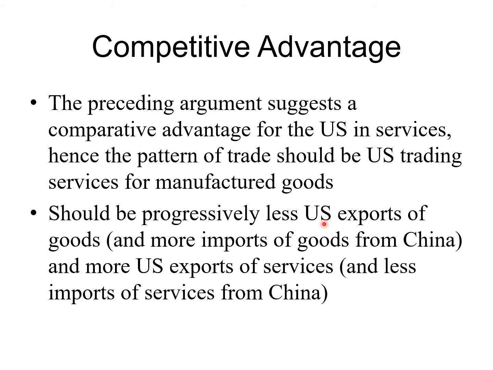So what we would expect is that there would be progressively less U.S. exports of goods to China and more imports of goods from China, and more U.S. exports of services to China and less imports of services from China. Okay? The U.S. should specialize in services. The Chinese specialize in manufacturing, and then they trade them with each other. That's what we would expect to see from comparative advantage. Let's find out if that's what we see.